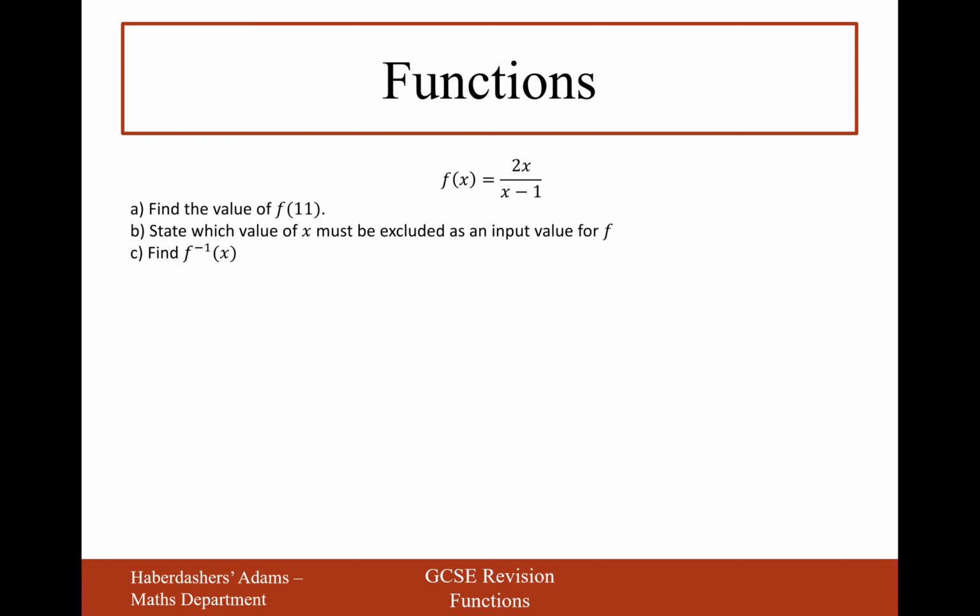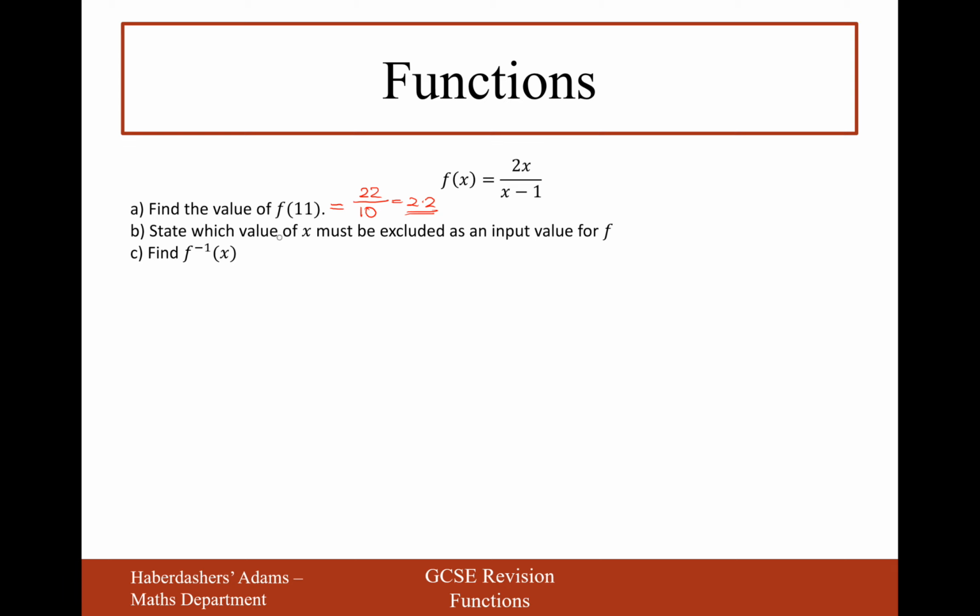Okay, let's move on to the next one. Pause the video and give this one a go. Okay, so we're going to put 11 into the f function here, so it's going to be 22 over 11 minus 1, that's 10. So the answer here is going to be 2.2.